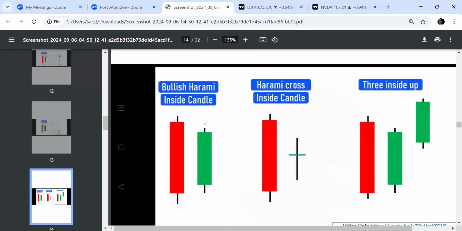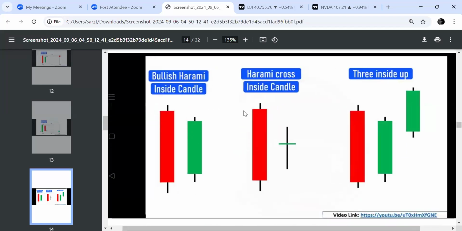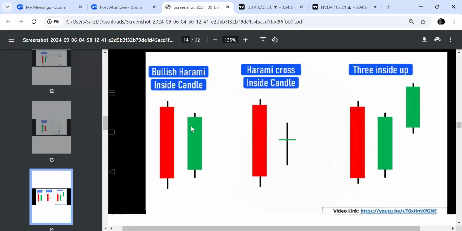Again, in a bullish harami, sometimes instead of this marubozu candle, a doji candle will form. When the doji candle forms, we call it a harami cross. And if further confirmation happens to this bullish harami, we call it three inside up. Confirmation means that if it closes above the previous close, then it is a confirmation.